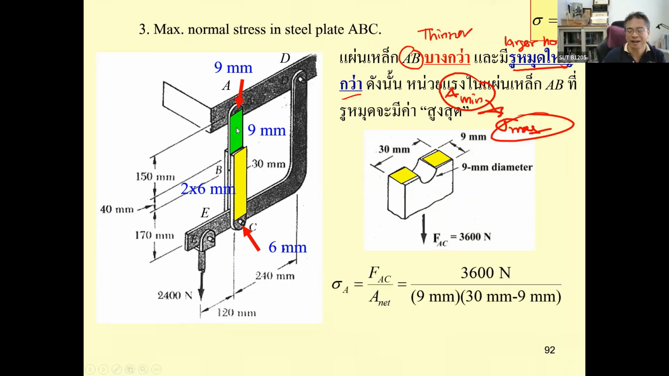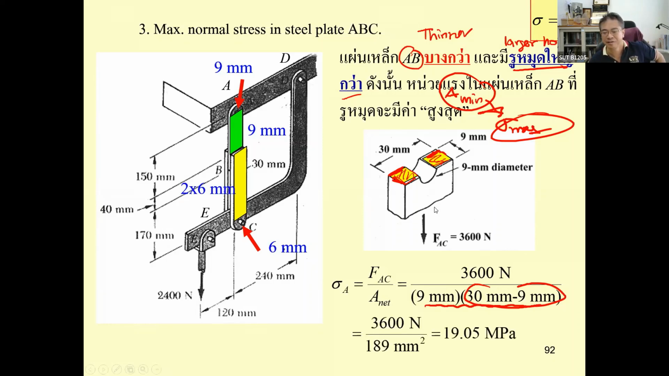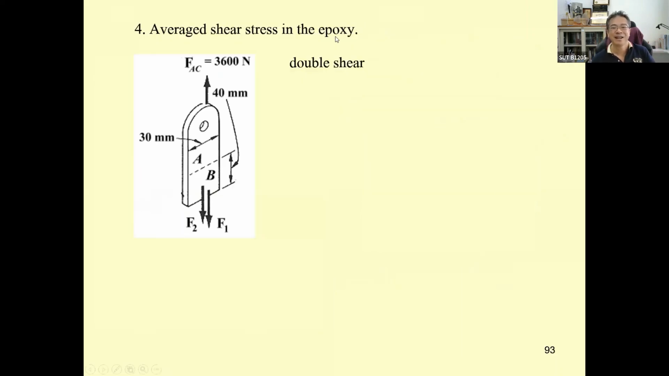Okay, so the stress is going to occur in what? Sigma sub A in what? The area that's taking care is only this portion. So this is going to be the area. Okay, just take this one and this one to be this one, and then times this one. You get the largest stress, 19.05.